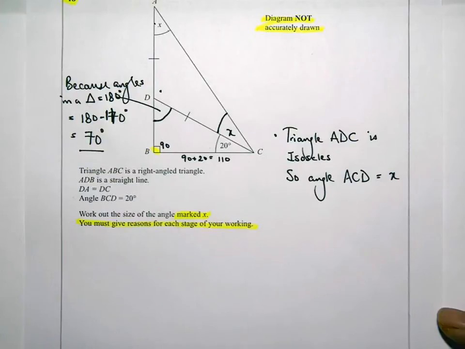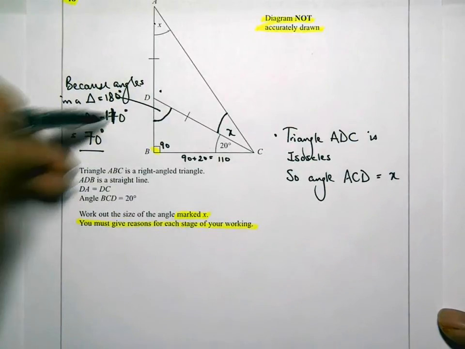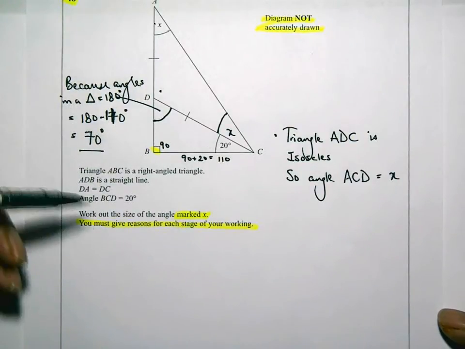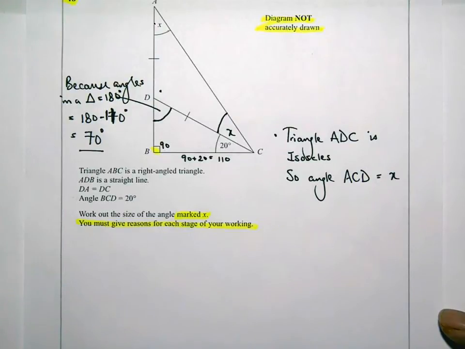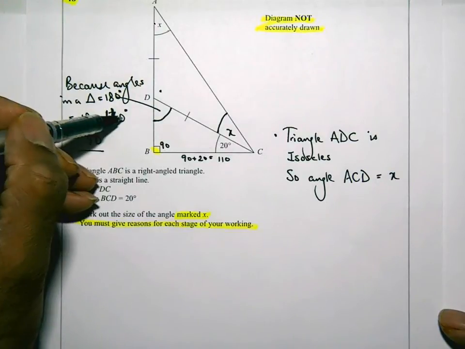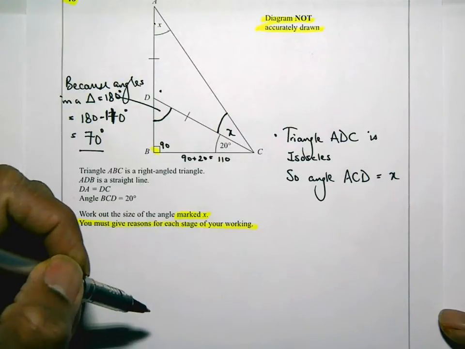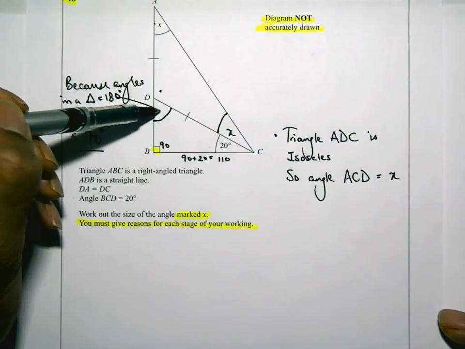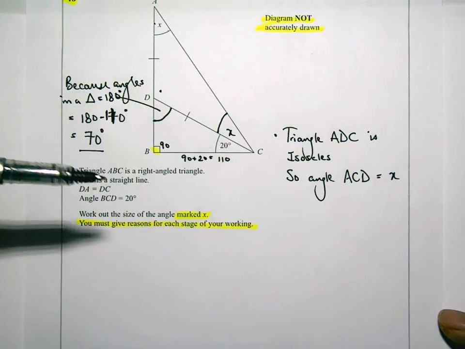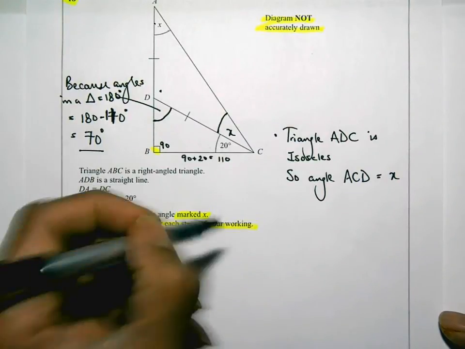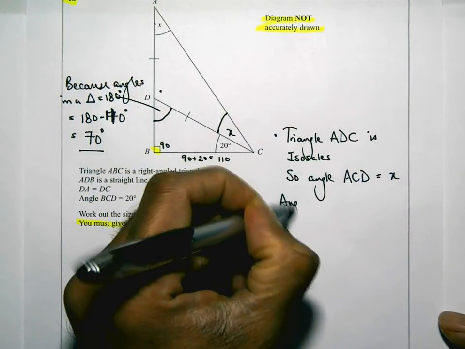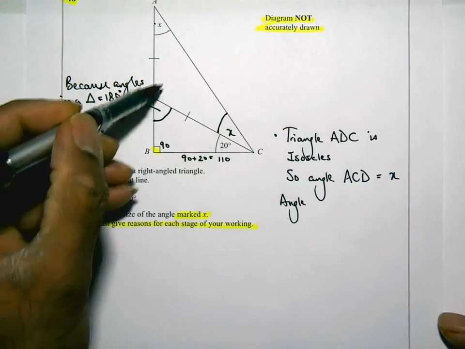So make sure you indicate that clearly there. That's going to be 110 degrees. And 180 take away 110 is going to give me 70. So that means this angle up here is 70 degrees. Now, what does that tell me about angle ADC?